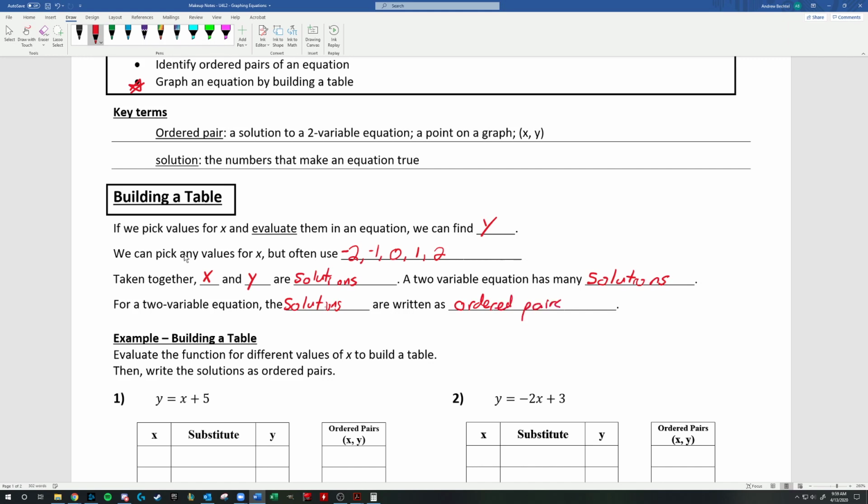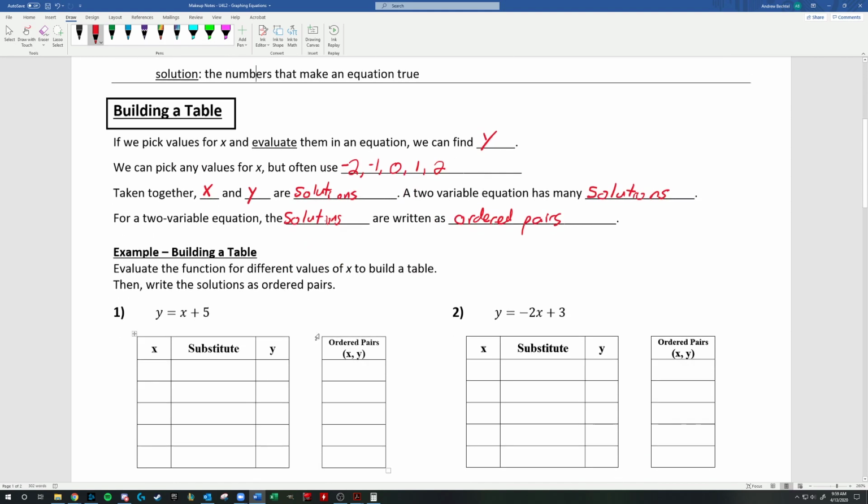Let's take a look at how to build a table. We're going to evaluate the function for different values of x to build these tables. Then we're going to write those solutions as ordered pairs. So first, we need to remember we picked some numbers for x here. I said some numbers work better than others. Let's go ahead and use these same 5 numbers from above to evaluate x. So we're going to have -2, -1, 0, 1, and 2.